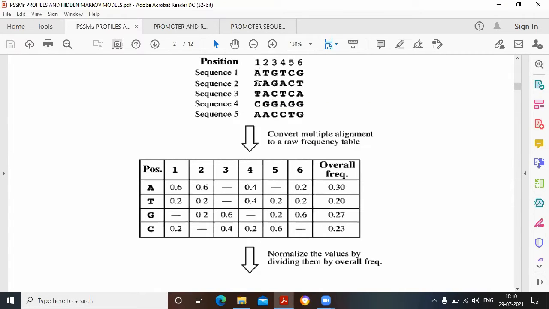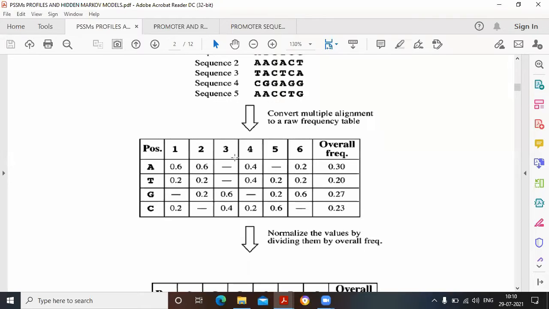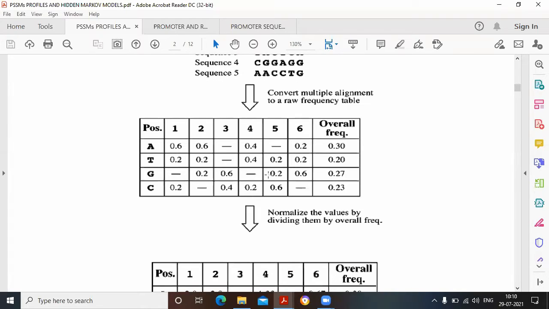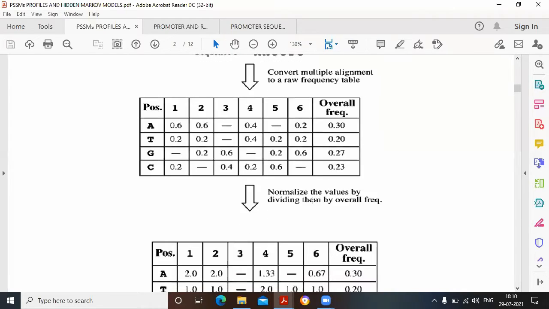So we find out the frequency of each letter in each column, and that way we create one table. This is called the frequency distribution table for each alphabet. With respect to this frequency distribution table, now we are going to normalize the data.